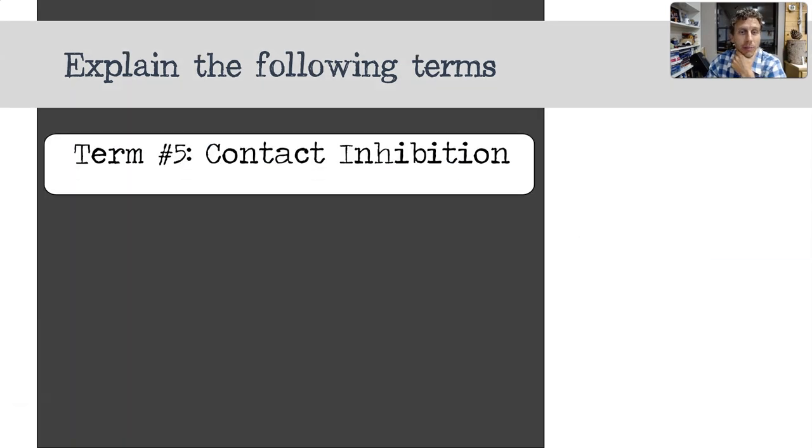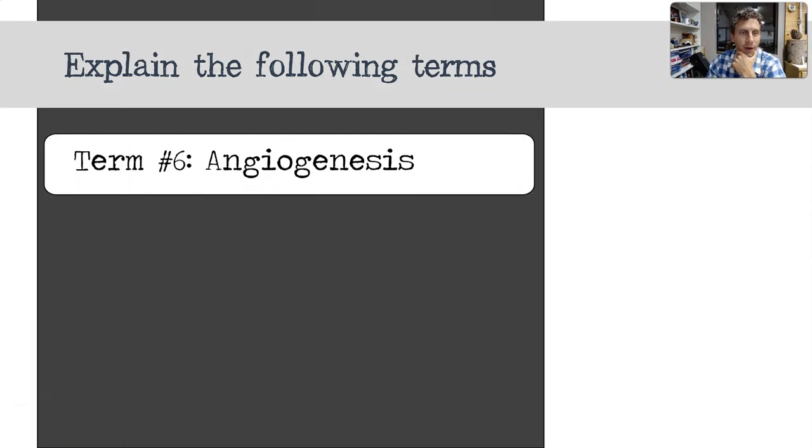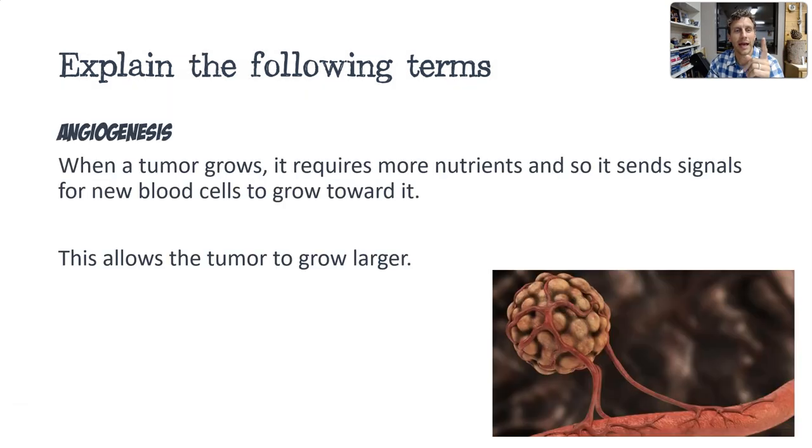Okay? Term number 6, we are moving along. Angiogenesis. Okay, hopefully you can remember this one as well. Big word. The word genesis is in there, so maybe it's helpful to remember that. Okay, angiogenesis, when a tumor grows, it needs to have a blood supply. All cells need to have a blood supply.